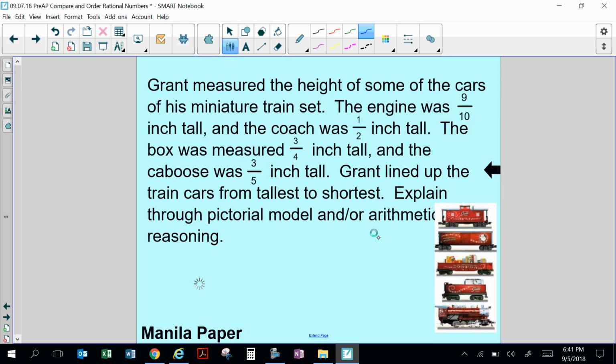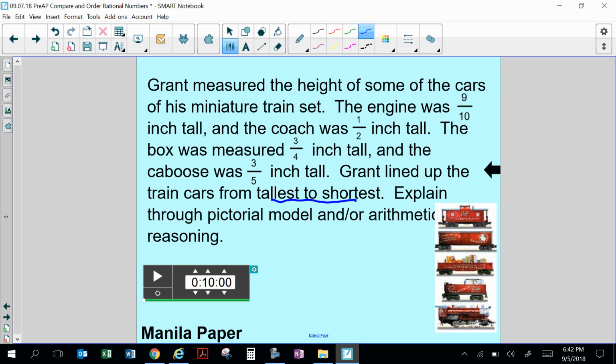So what you're going to be doing is an ambitious task with your group, your tribe, trying to answer this question. Grant measured the height of some of the cars of his miniature train set. The engine was 9/10 inch tall. The coach was 1/2 inch tall. The box was 3/4 inch tall, and the caboose was 3/5 inch tall. Grant lined up the cars from tallest to shortest. Tallest to shortest. That's important. Explain through pictorial model or arithmetic reasoning.